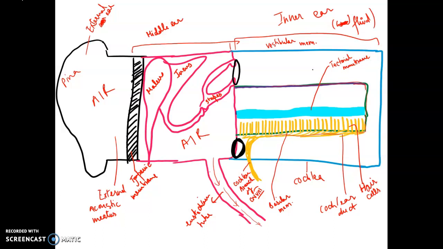Now, the space between the cochlea and the vestibular membrane is called scala vestibuli, and the scala vestibuli is filled with perilymph. The space between the basilar membrane and the cochlea is called scala tympani, and this is also filled with perilymph. And within the cochlear duct, the fluid here is called endolymph.